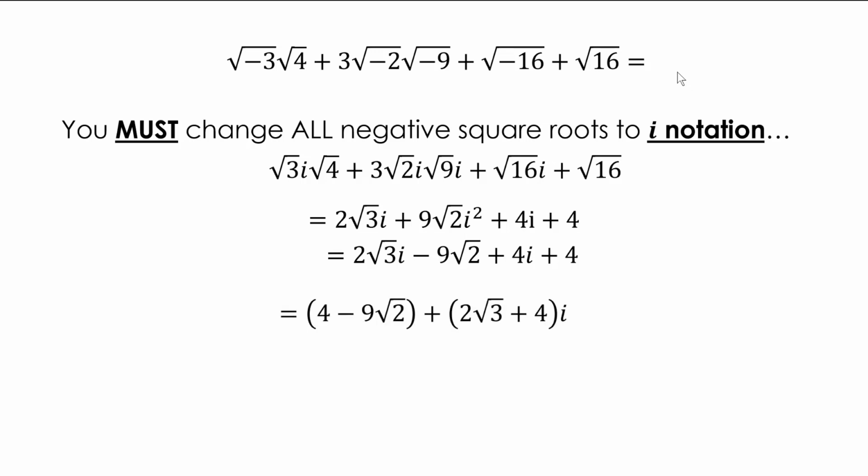And remember, for your final answer, you need to write the real part first. So that's 4 minus 9 square root of 2. Those are the real numbers in this expression. And then the imaginary part second with the i factored out. So 2 square root of 3 plus 4, and then the whole thing multiplied by i. So real part first, imaginary part second. It's some real number plus something times i. That's how a complex number has to be written.